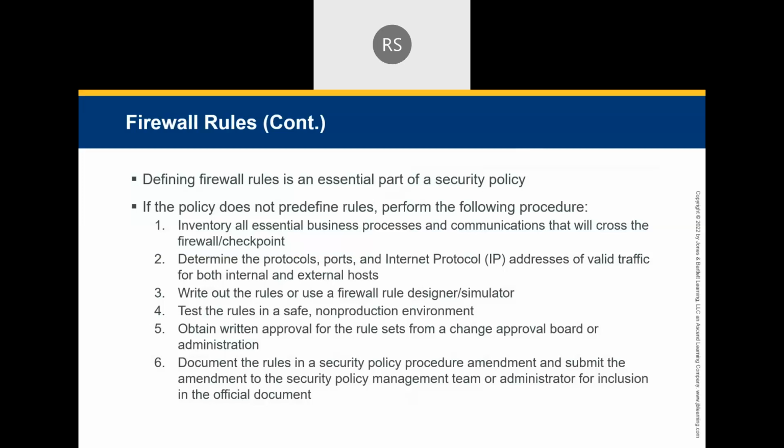You then will obtain written approval. You'll submit proposed rule sets to the change approval board or administrators for review and approval. You will document the rules in a security policy procedure amendment. Then you'll submit the amendment to the security policy management team or the administrator for inclusion in the official document.